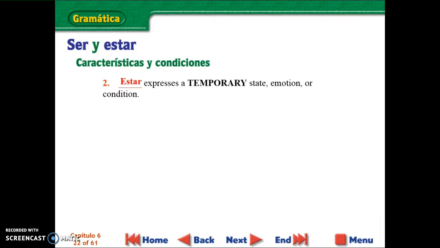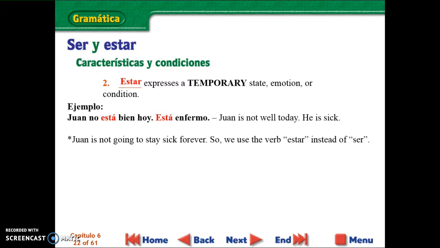Okay, on the other hand, the verb estar, which again also means to be, expresses a temporary state, emotion, or condition. So the key word here is temporary. And again, there's more details in regards to the differences between ser and estar, but for this part, I just want you to remember temporary for estar and permanent for ser. So I have some ejemplos right here.